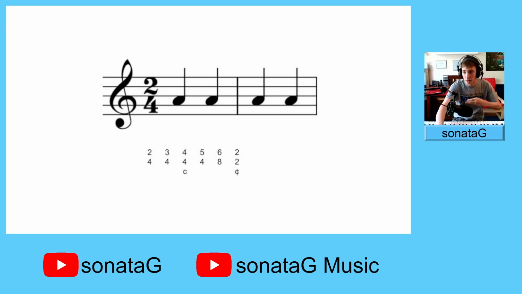And 3 is a typical time for waltzes. A lot of waltzes are in, or not a lot, all waltzes are in 3. So that would be 3/4 time and how you feel it.